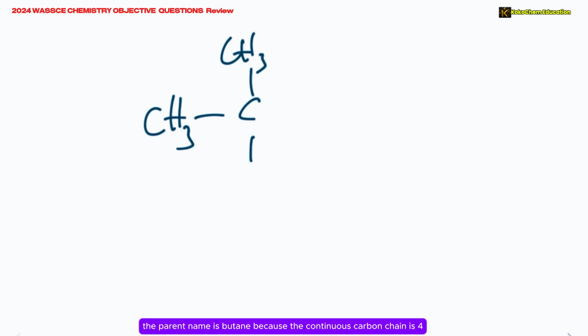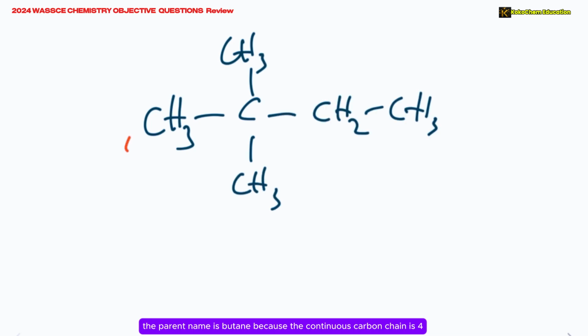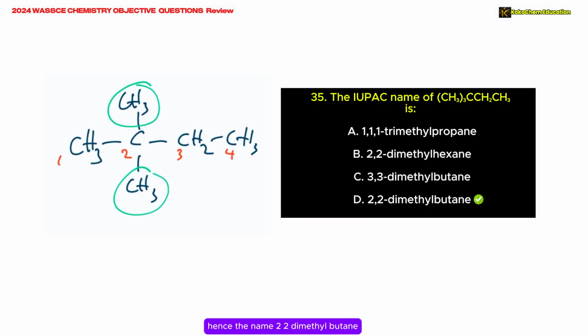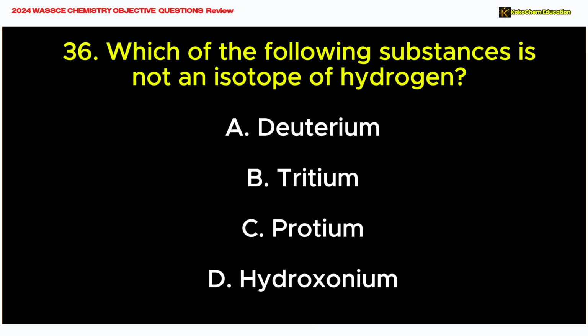the parent name is butane because the continuous carbon chain is 4, and there are 2 methyl groups attached to the same carbon at position number 2. Hence the name 2,2-dimethylbutane. Question 36. Which of the following substances is not an isotope of hydrogen?